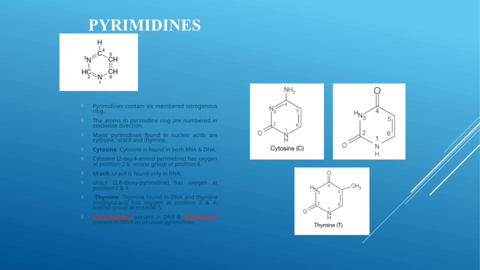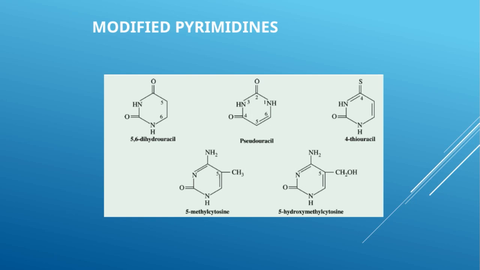These variants add further complexity and specificity to nucleic acid functions. Understanding these pyrimidines, their structures and differences, is key to grasping how genetic information is stored and transmitted at the molecular level. Today, we're going to explore modified pyrimidines, an important aspect of nucleic acid chemistry.